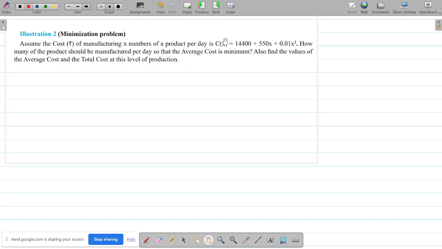Now let me work out the second problem. Here is a minimization problem. So probably cost கொடுத்திருப்பாங்க, minimization. Now let me take you through the problem.